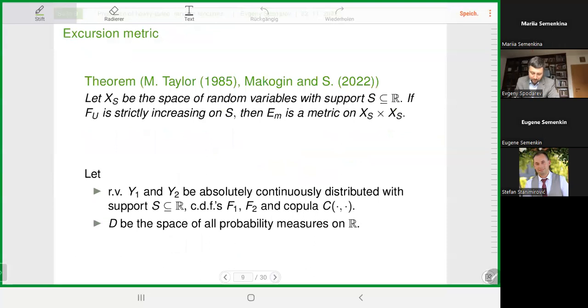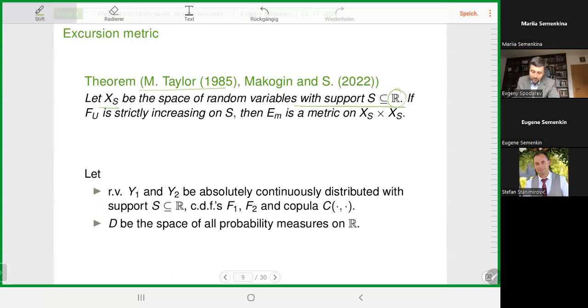And then we prove the theorem. When does this pseudometric become a metric? We'll do it in a slightly different setting than Taylor, but he still gave a similar result, which is why we cite him as well. We assume that we have the space of random variables with the same support S. It may be the whole R, but it can also be a certain subinterval.